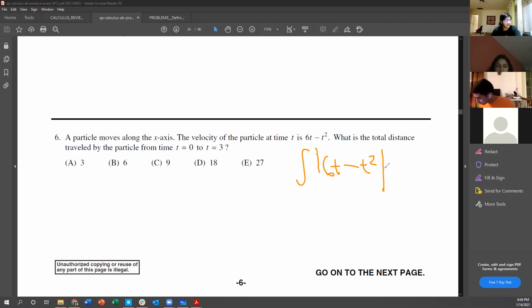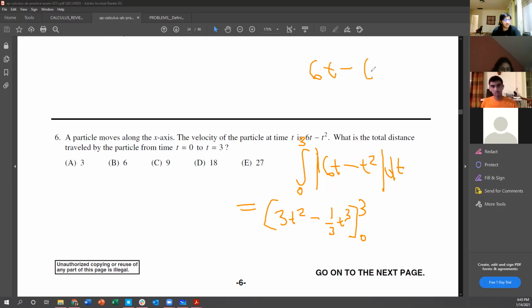Okay, dt. We don't have a calculator here, so this is from 0 to 3. We know the antiderivative of this is going to equal 3t squared minus 1/3 t cubed, from 0 to 3. Please correct me if I'm wrong. Now, this isn't taking into account the absolute value, so we need to check where the function itself equals 0.